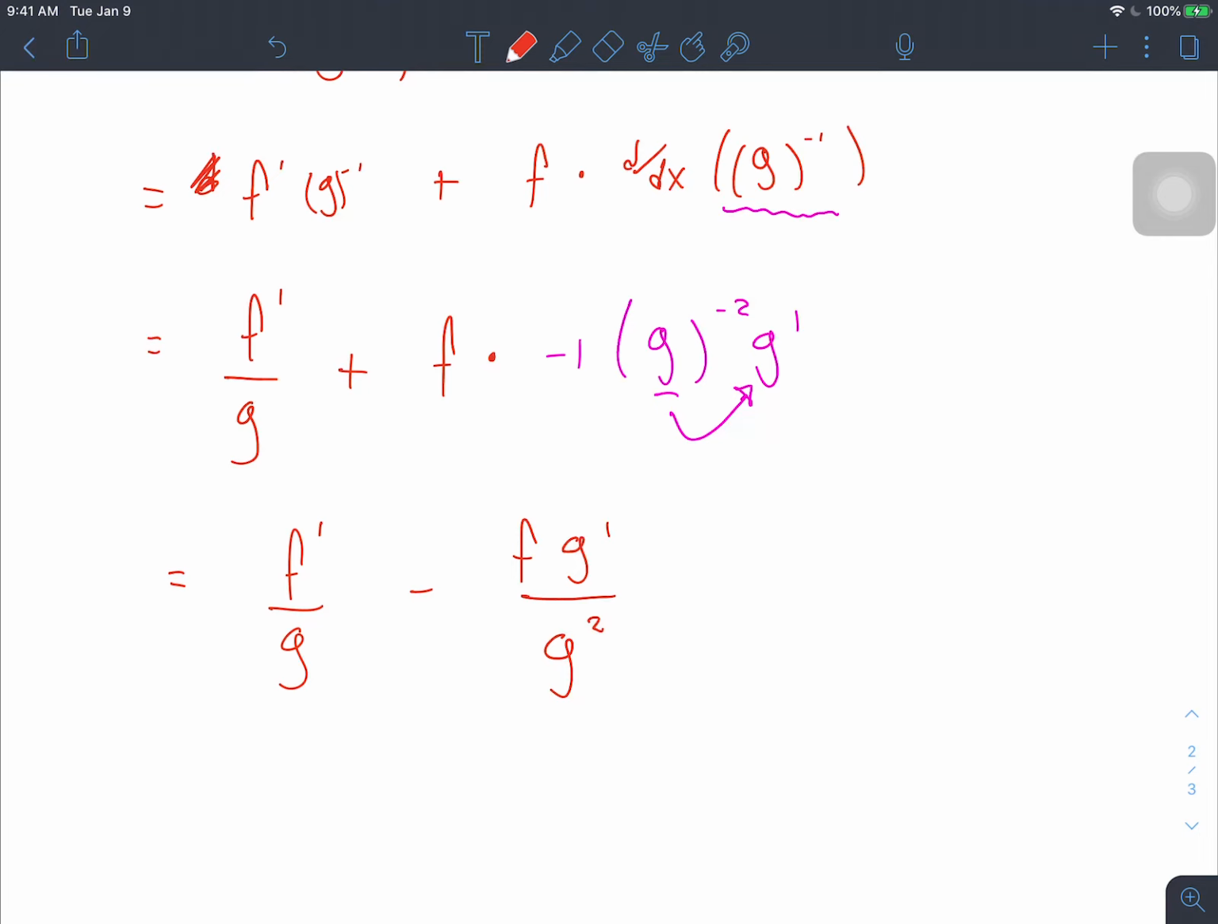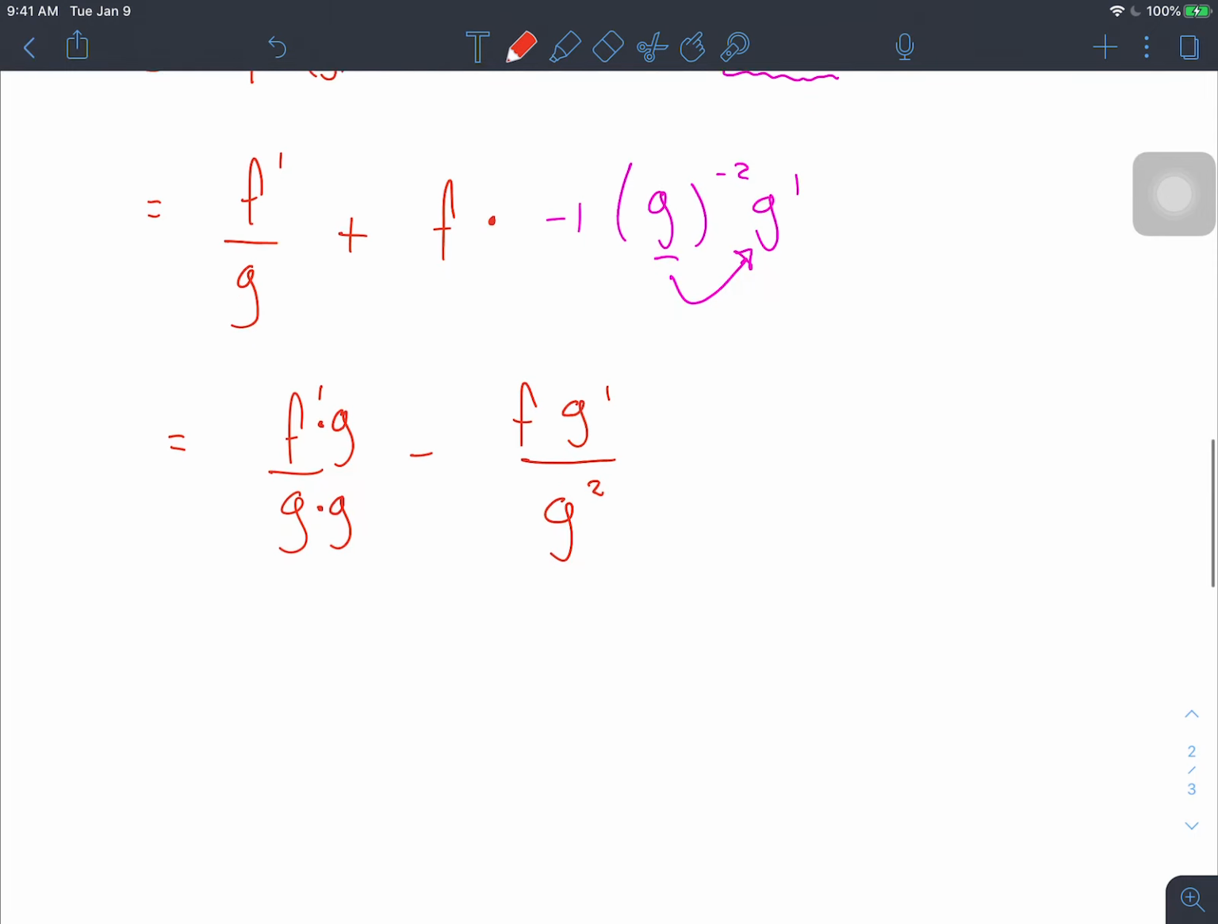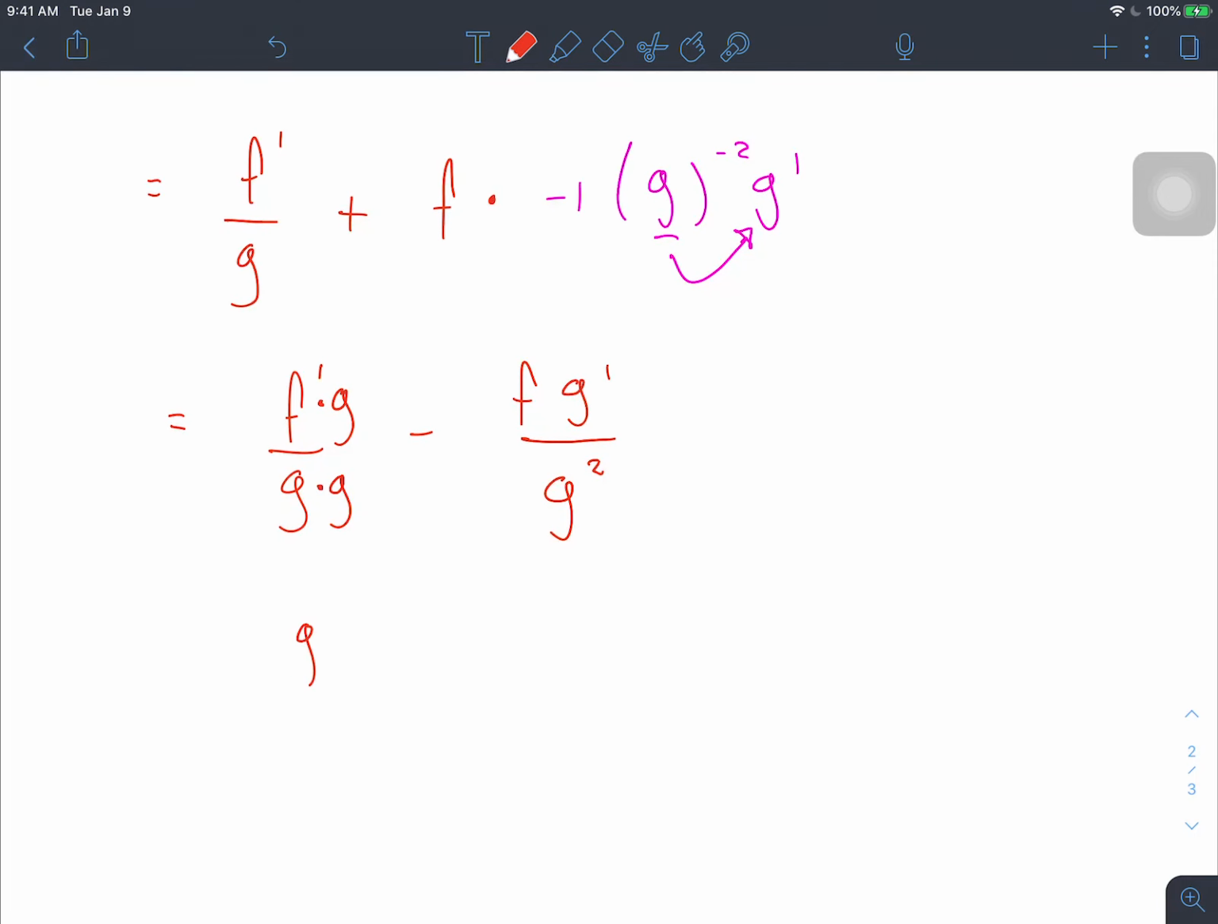Yeah, multiply by g. If I multiply by g on the bottom, what do I have to do on the top? Multiply by g as well, right? So that I'm multiplying by 1. There's just a common denominator here. And so now what does this look like? g f prime minus f g prime all over g squared. You might find that familiar. That's the quotient rule.